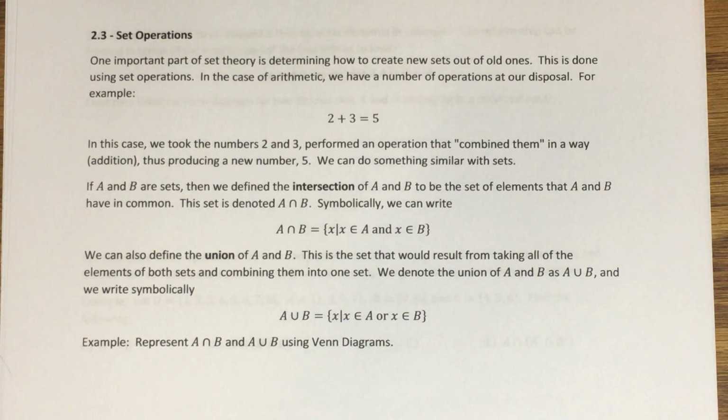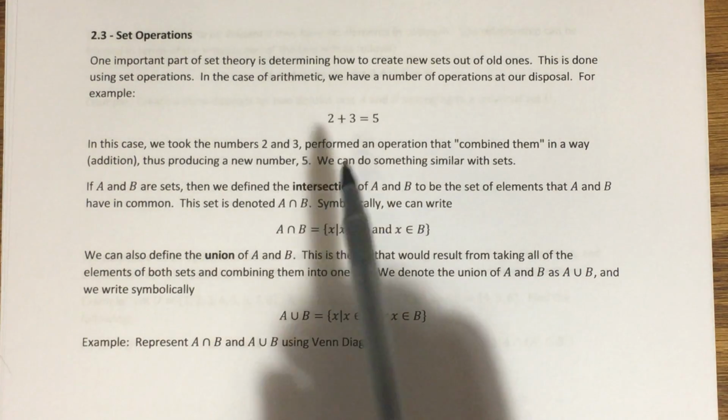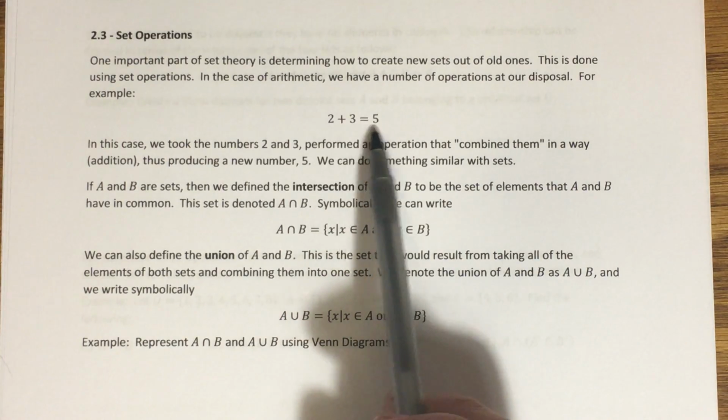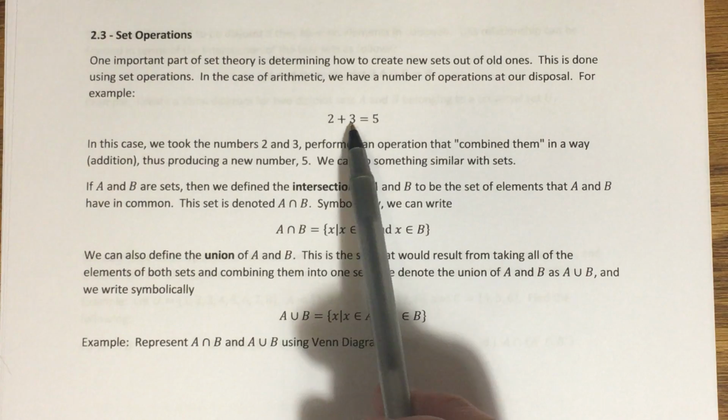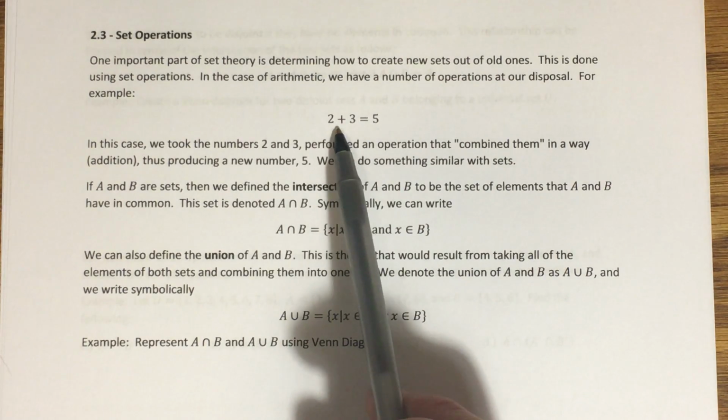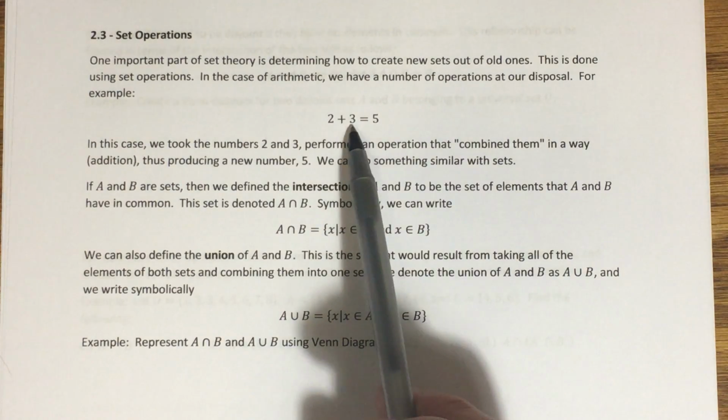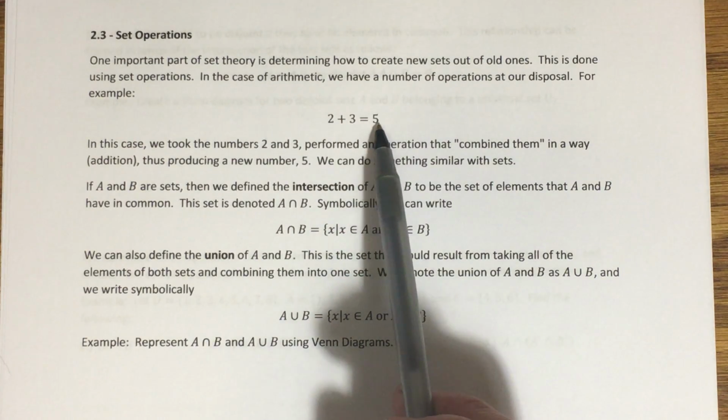So to sort of motivate this, let's think about operations with real number arithmetic. For example, the statement 2 plus 3 equals 5. The addition that's happening here, the plus, is what's called an operation. And the idea is that it's taking two real numbers, the numbers 2 and 3, combining them in a way using this operation to produce a brand new number, which is 5.